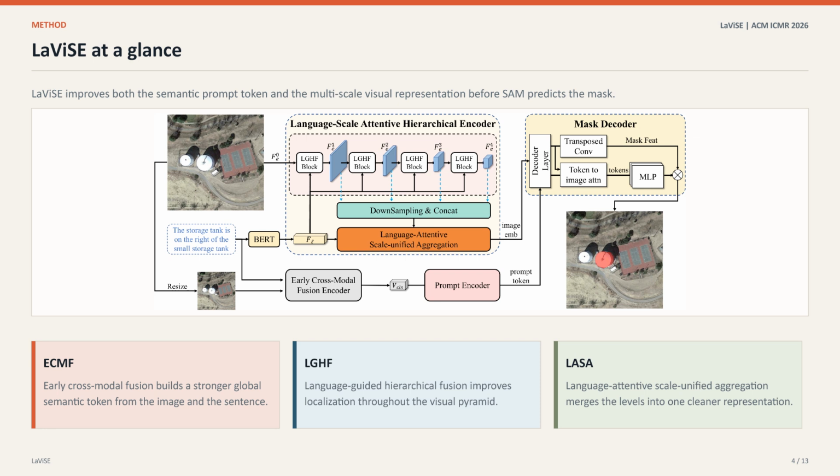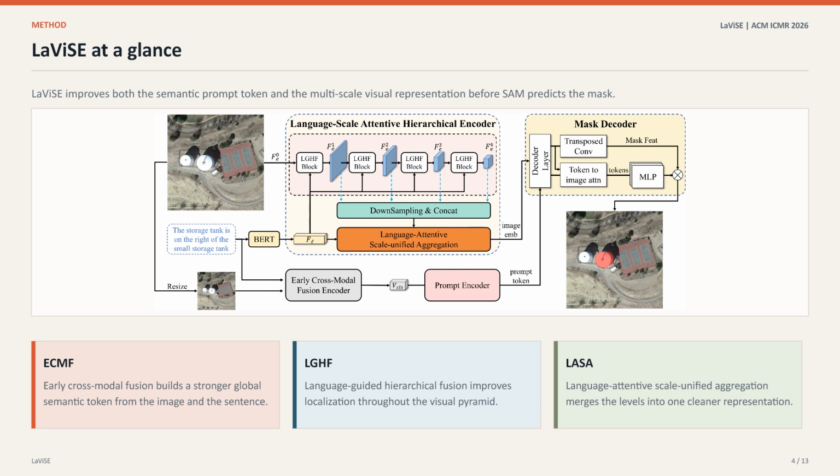This is the overall pipeline. LaViSE keeps the original segmentation stage based on the SAM mask decoder, but improves the features that reach that stage. The image branch is built on a SWinB backbone, while ECMF performs early cross-modal fusion between image and text to produce a stronger global semantic token. This token is then used as a more informative prompt representation than text alone.